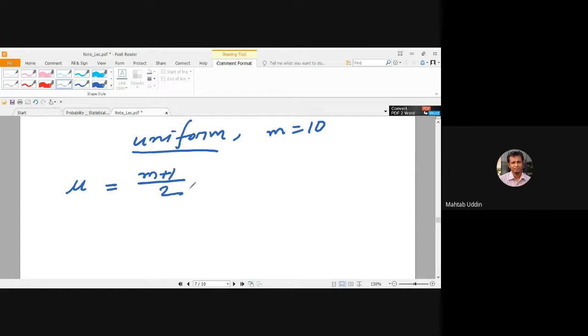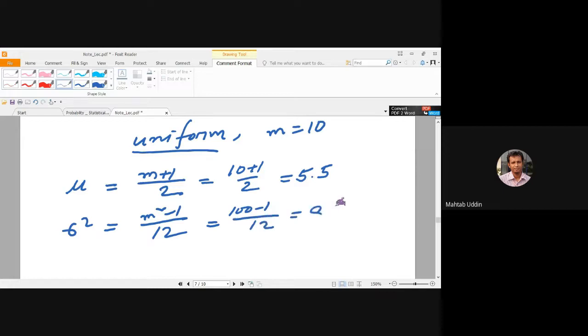So m plus 1 by 2. But one extra requirement is there. The inputs will be the natural numbers 1, 2, 3, 4, 5, and so on. If the inputs say 5, 10, 20, this is not the uniform distribution. Clear? Yes. So m equal to 10, 10 plus 1 by 2, that is 5.5. We know sigma square is m square minus 1 by 12. So 100 minus 1 by 12, after calculation you get this.